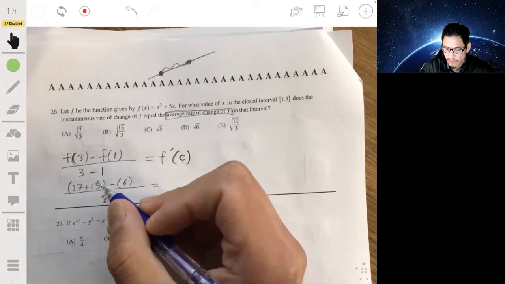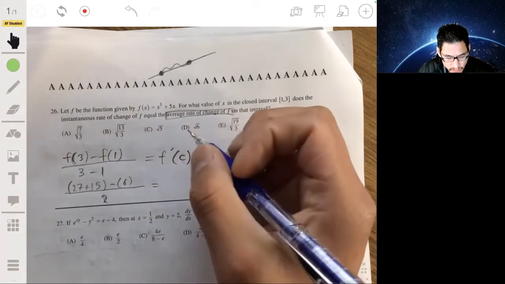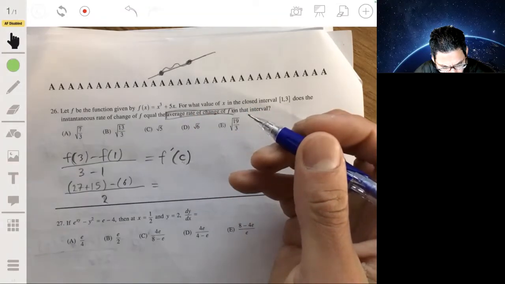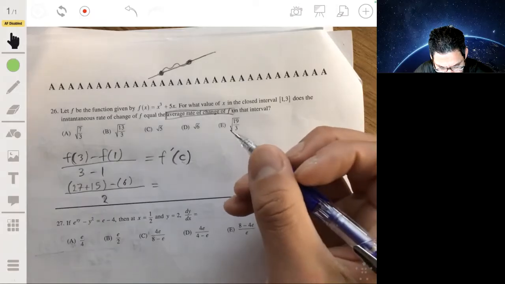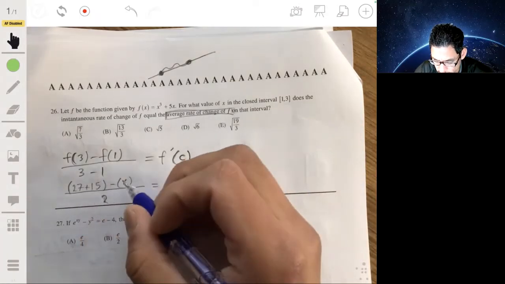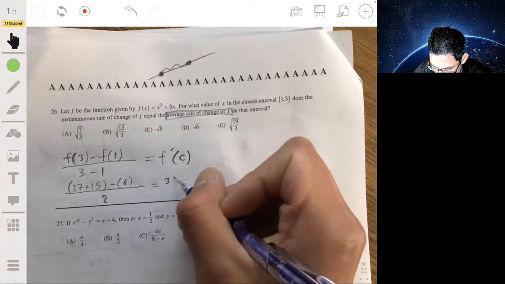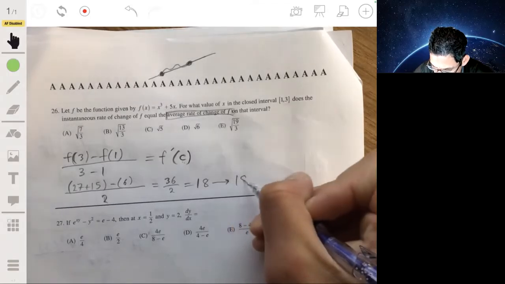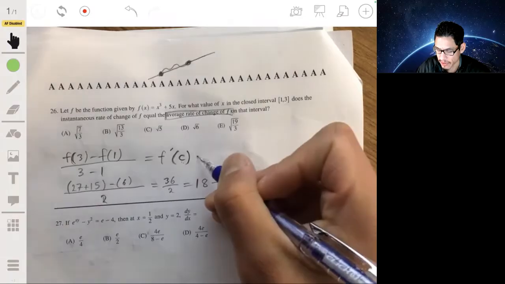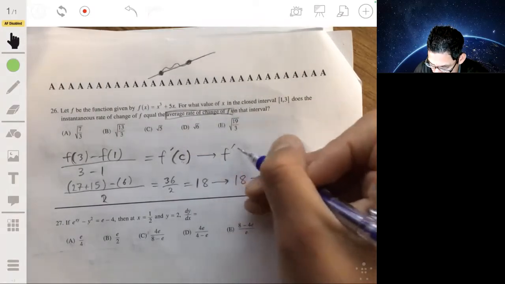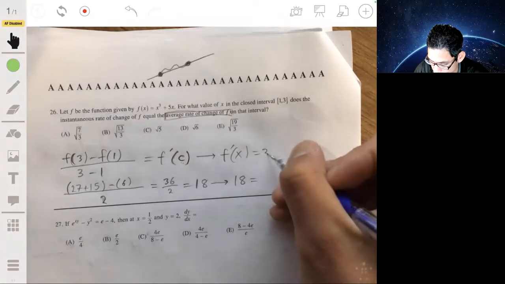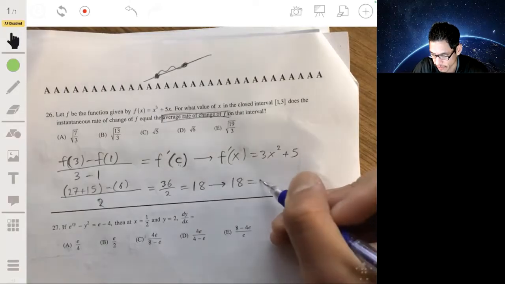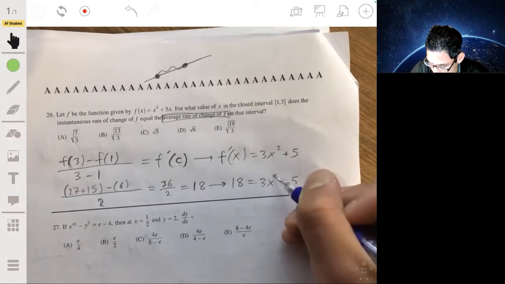So 42 minus 6, 36 over 2. So 18. We want to make 18 equal to f prime of c. So let's find the derivative of the function first. So f prime of x is equal to, using the power rule, 3x squared plus 5. So we just set this equal to 3x squared plus 5 and solve.